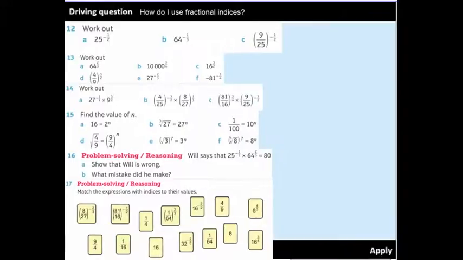Right, let's try some more problem-solving type questions. Have a go at questions 12 through to 17. And then when you're ready, play the video. I'll show you the answers, and then you can listen to the solutions for any questions that you didn't get correct. Okay, off you go.